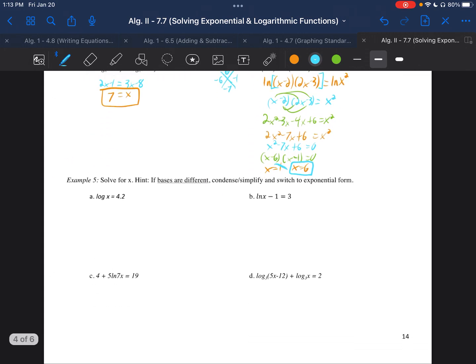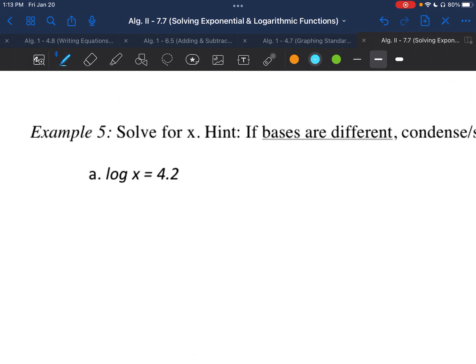Example 5. So a hint, if bases are different, condense or simplify, and then switch to exponential form. So a moment ago we were switching to logarithmic form on example 3. Now we might have to switch back to exponential form. So on 5a, it's already condensed. There's nothing else that we could do there to condense it. So we do the spiral thing again in order to solve this.